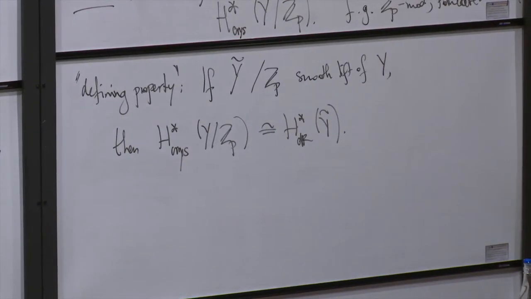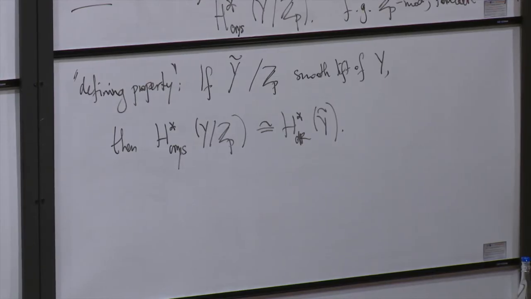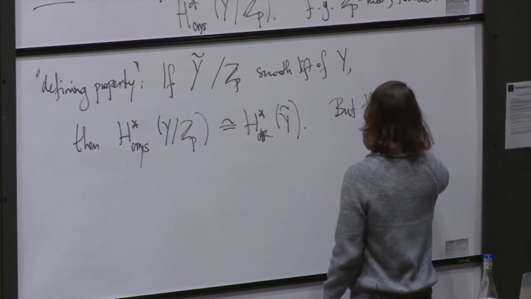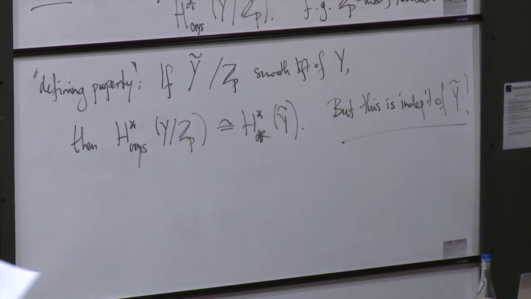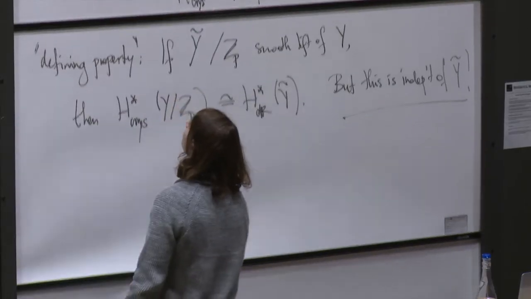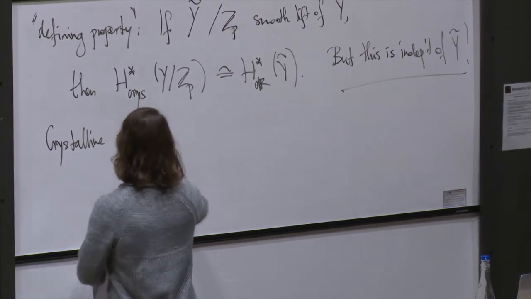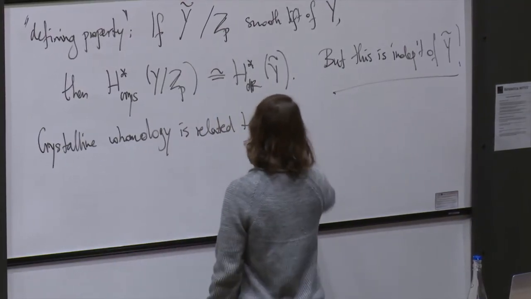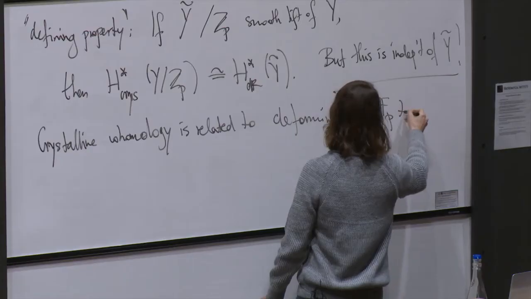And at least locally, you can always find such a smooth lift. But then you need to see that this is actually independent of the choice of the smooth lift, and that's a bit tricky. So in one word, crystalline cohomology is related to deforming from FP to ZP.